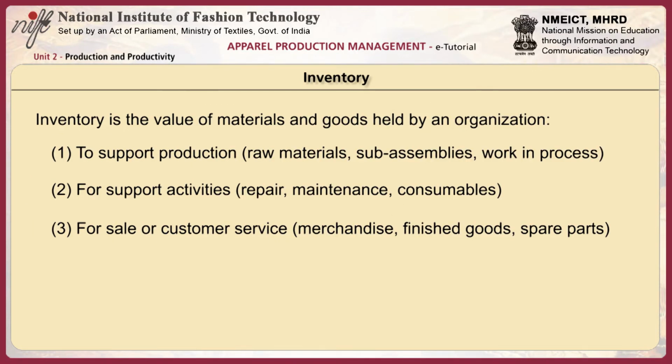Next comes inventory. Inventory refers to the value of materials and goods held by an organization to support production, that is, raw materials or sub-assemblies or work in progress. It could be for support activities, that is, repair, maintenance, and consumables. Or it could be for sale or customer service, that is, merchandise, finished goods, spare parts.